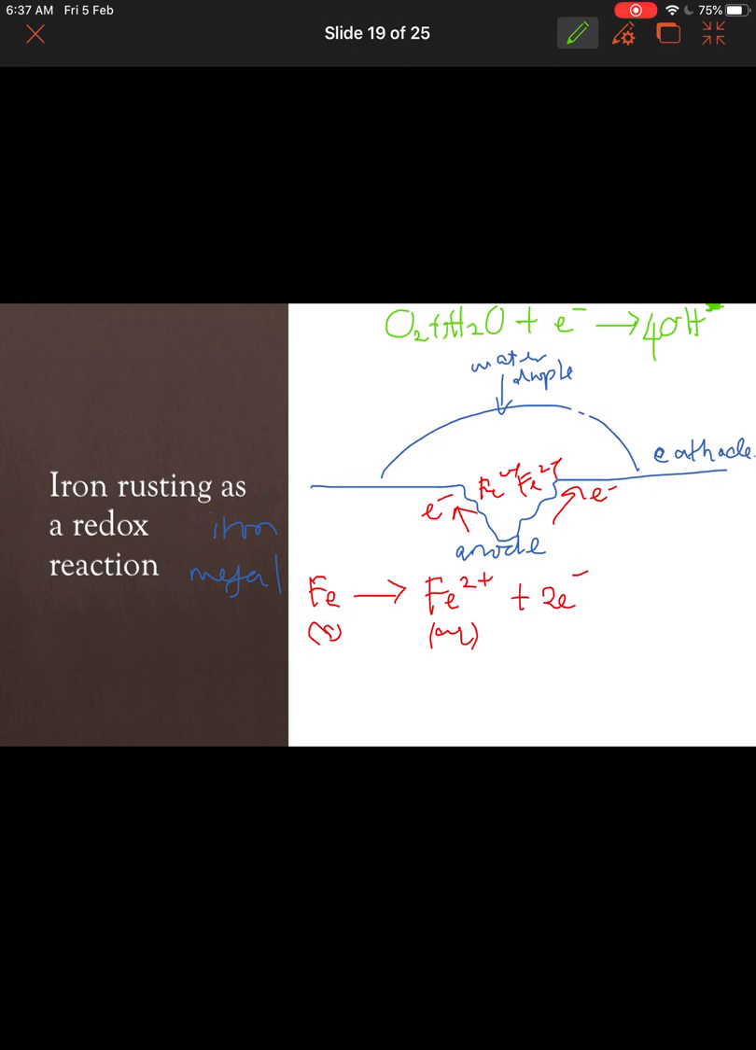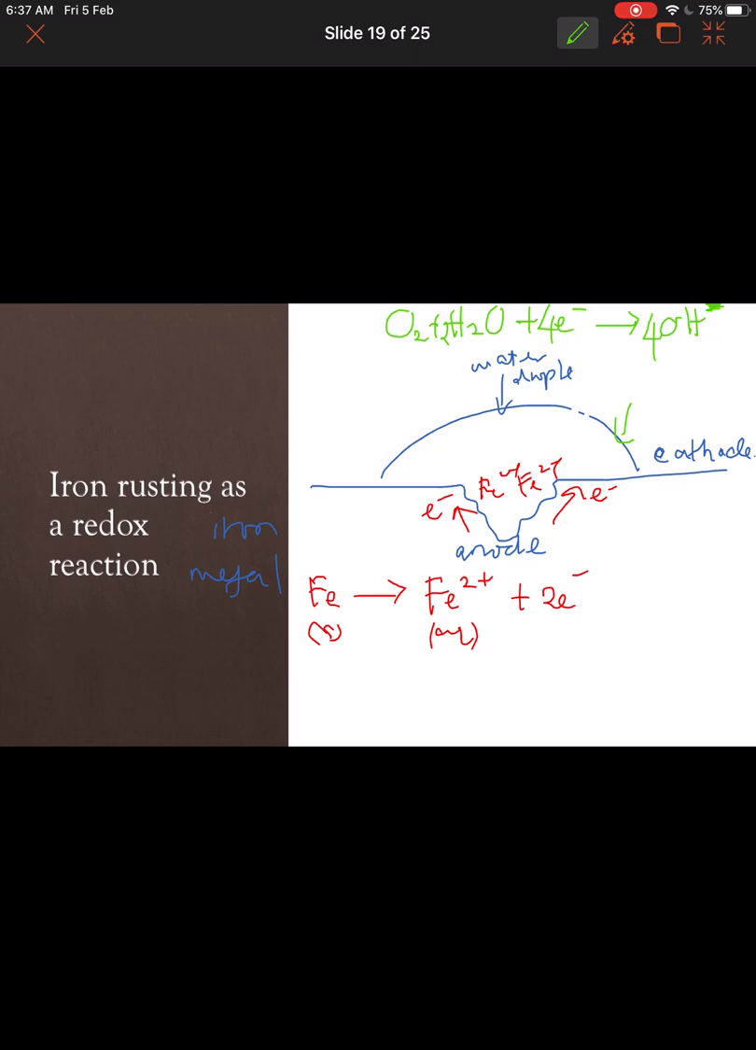Kita balance equation, letak 2 di sini dan 4 di sini. Oksigen ni sebenarnya dia dissolve dalam air. Dia dissolve dalam air di sini. Kemudian dia terima elektron tu lah. Kemudian apa berlaku?